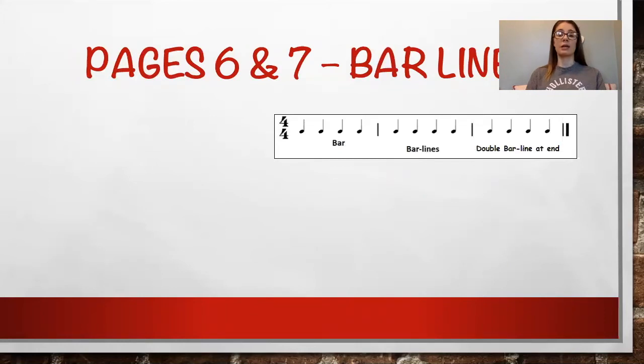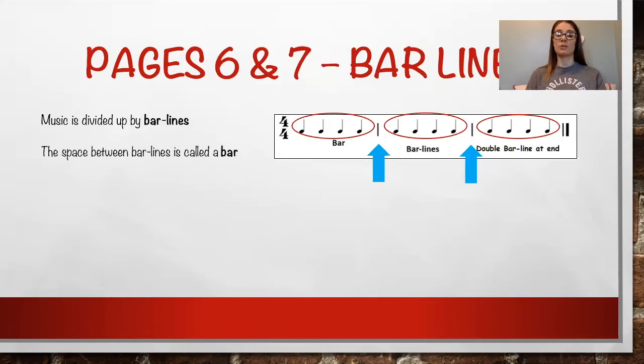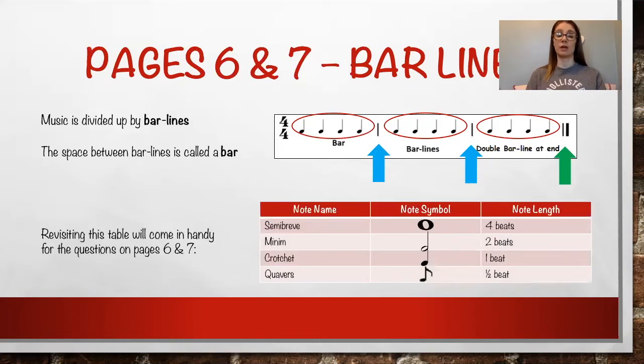Pages 6 and 7, bar lines. Music is divided up by bar lines. You can see this in the video by looking at the blue arrows. The space between the bar lines is called a bar. You can see this in the video by looking at the information circled in the red circles. And at the end of our piece of music, we have what's called a double bar line, which is always a thin line followed by a thicker line, and this tells us that the music is finished. Revisiting this table will come in handy for the questions on pages 6 and 7.